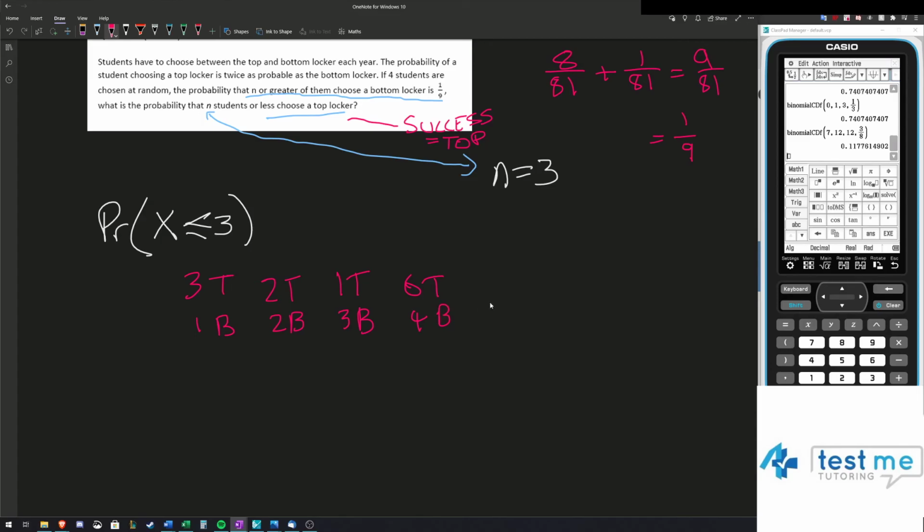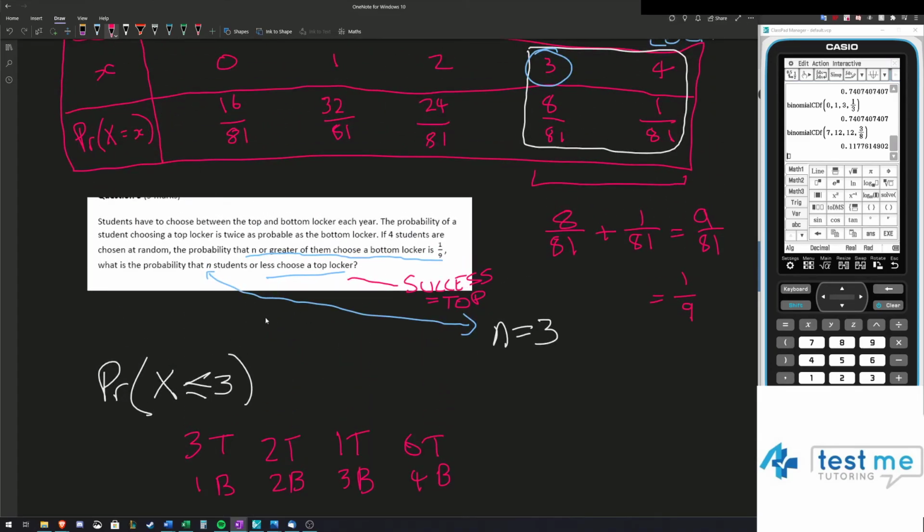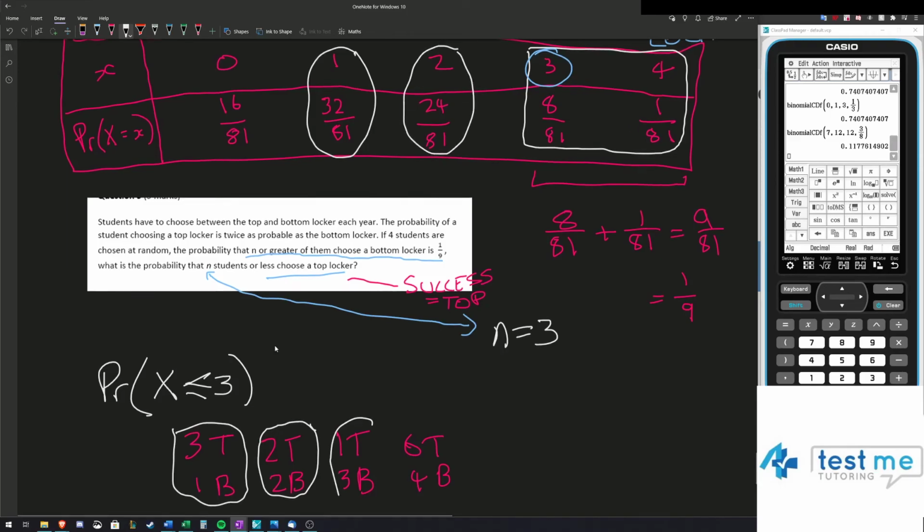So there's 2 things we can do. We can grab all of the values here for the successes of the bottom locker, if that makes sense. So we can grab, see how this is a 1 bottom, therefore that's going to be up here as a 1 bottom. Here's a 2 bottom, we can grab here, 3 bottom.